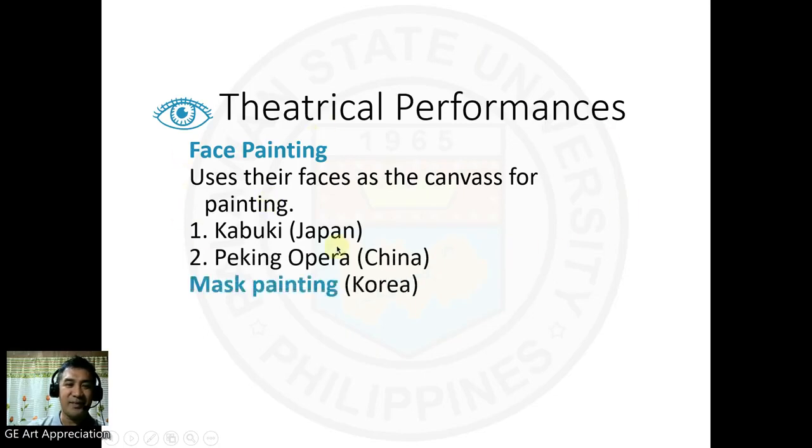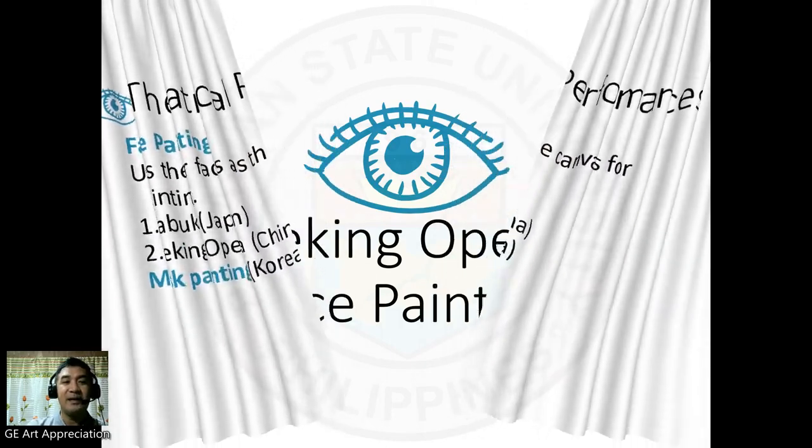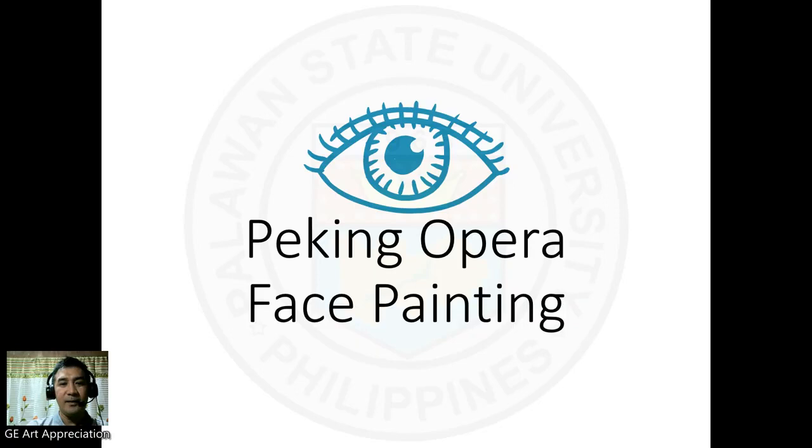Ang tawag sa Japan, it is kabuki. Okay, kabuki. In China, it is the Peking opera. For Korea, it is the mask painting. Okay, ginagamit nila yon para sa mga performances nila sa teatro. Okay, let's take a look at the Peking opera, the face painting.